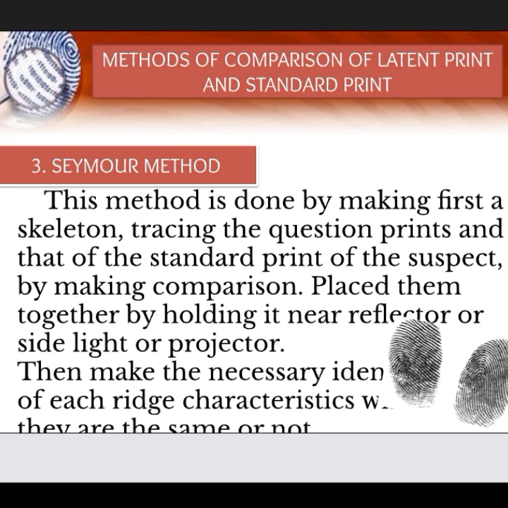3. Seymour method. This method is done by first making a skeleton tracing of the questioned print and that of the standard print of the suspect. To make the comparison, place them together by holding them near a reflector, side light or projector. Then make the necessary identification of each ridge characteristic, whether they are the same or not.